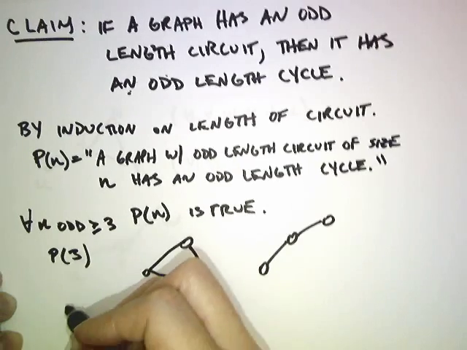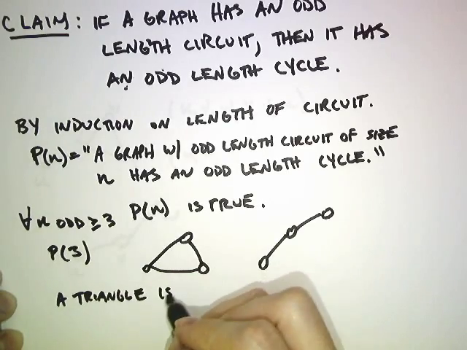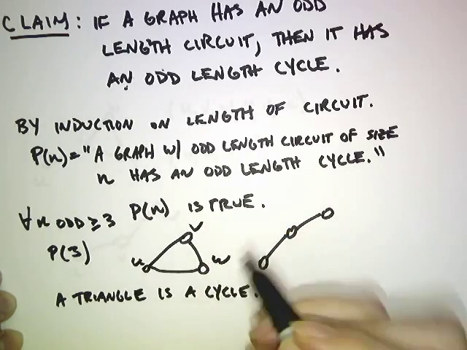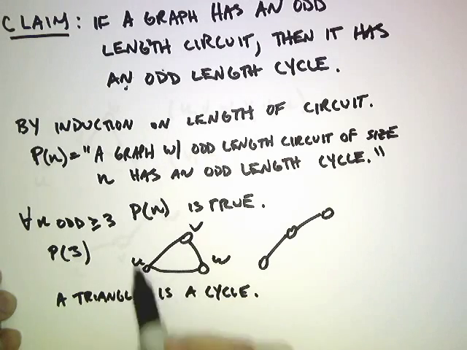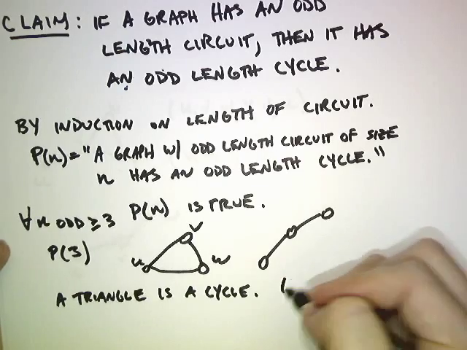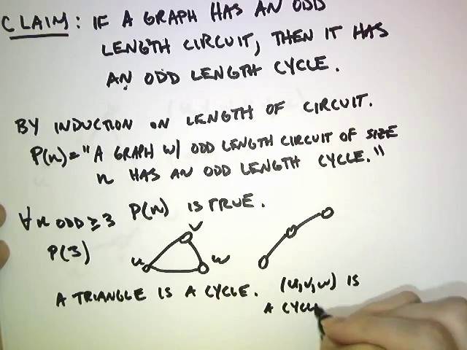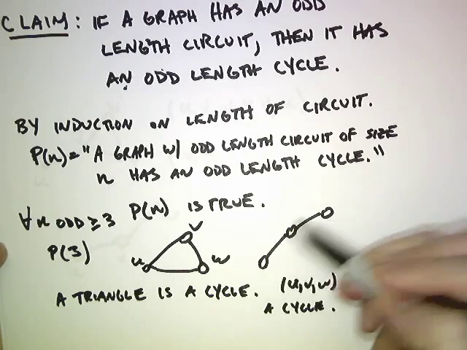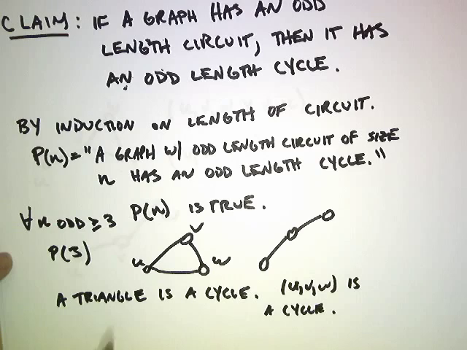And that's good news because a triangle is a circuit. Or I should say a triangle is a cycle. If this is U, V, W, then you go from U to V. That's 1, 2, 3. It doesn't repeat any vertices, so it is a cycle. So U, V, W is a cycle. Remember, in this particular case, there are no odd length circuits, so it's not a base case that we have to consider. This is the only base case, the only case of a graph where you have a circuit of length 3.